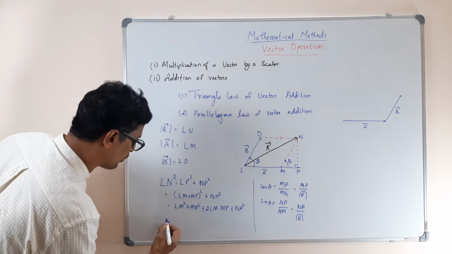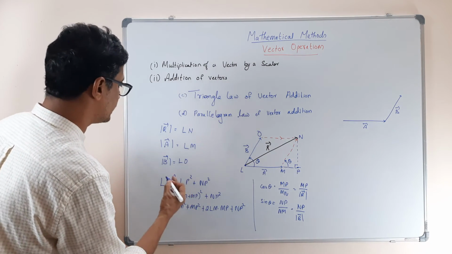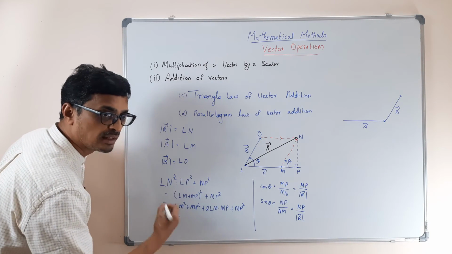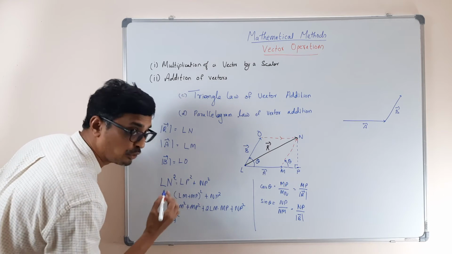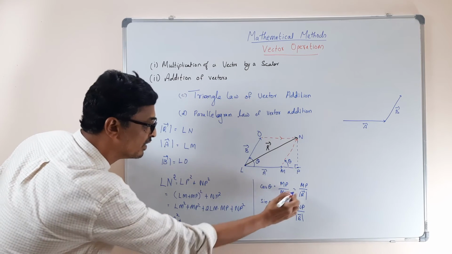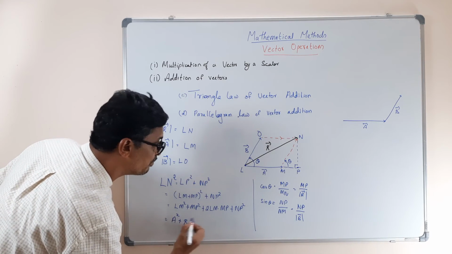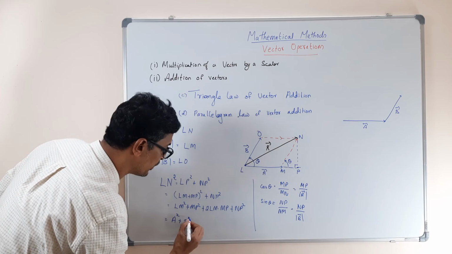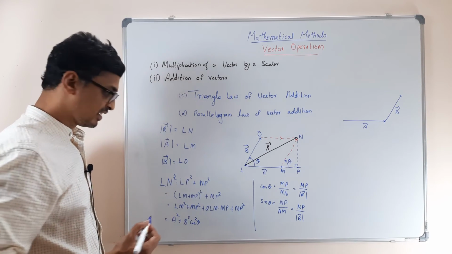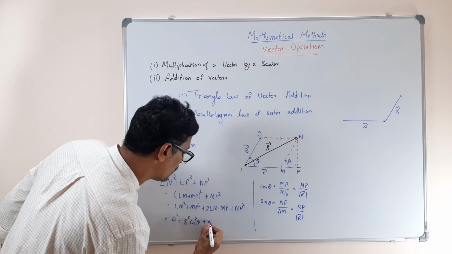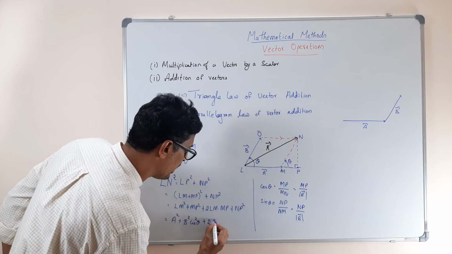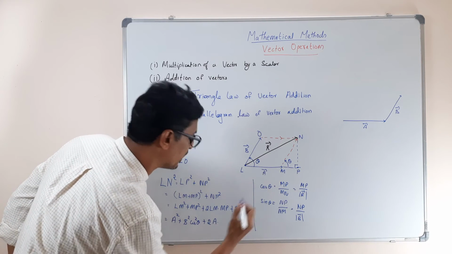Okay, and here, what is LM square? LM is A, correct? So A square, I'm not putting the arrow, it means the magnitude, plus MP square. MP square is what? B cos theta whole square, so it will be B square cos square theta. Am I right? Plus 2 LM. LM is A, and MP is B cos theta, so 2AB cos theta.